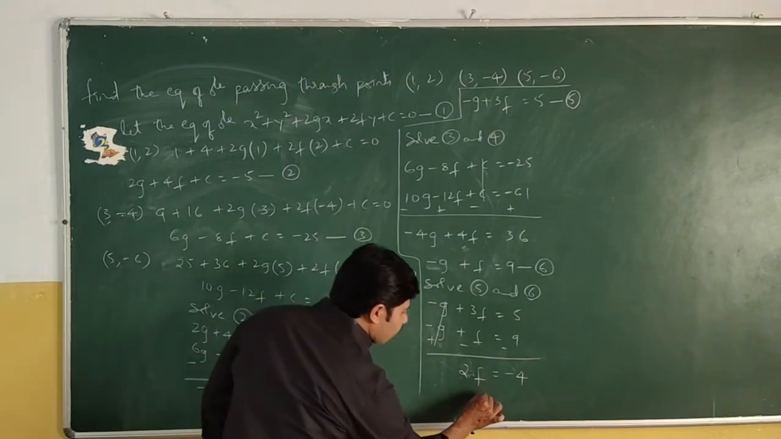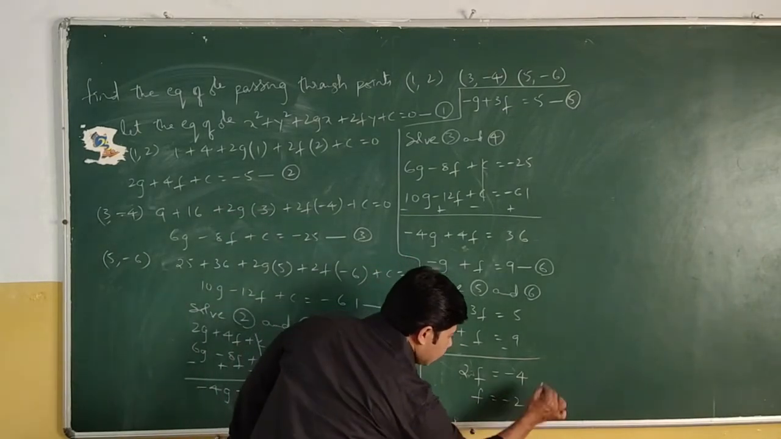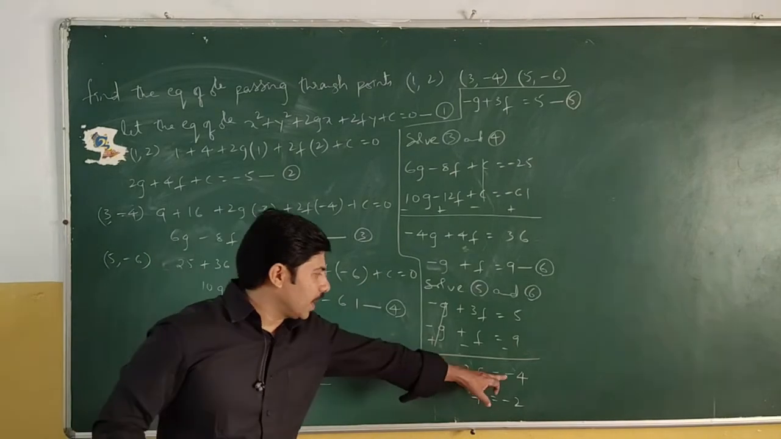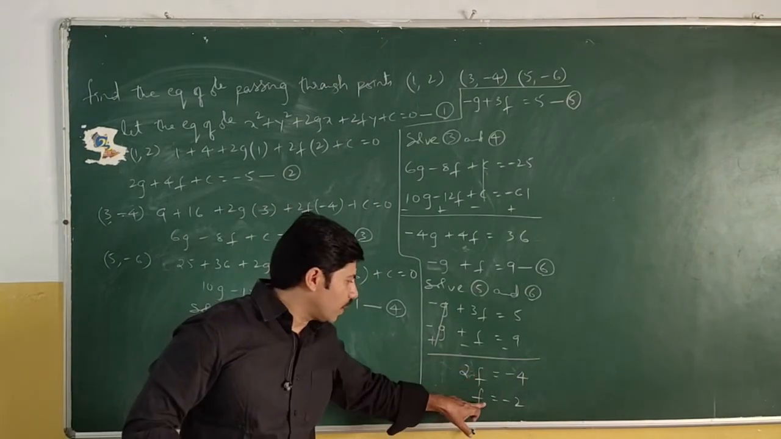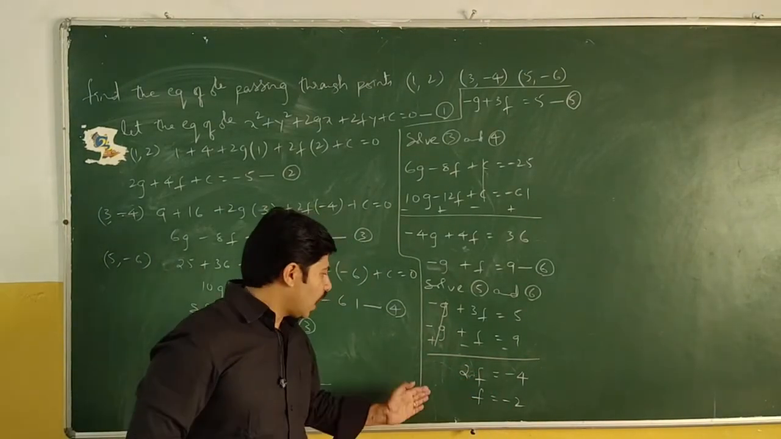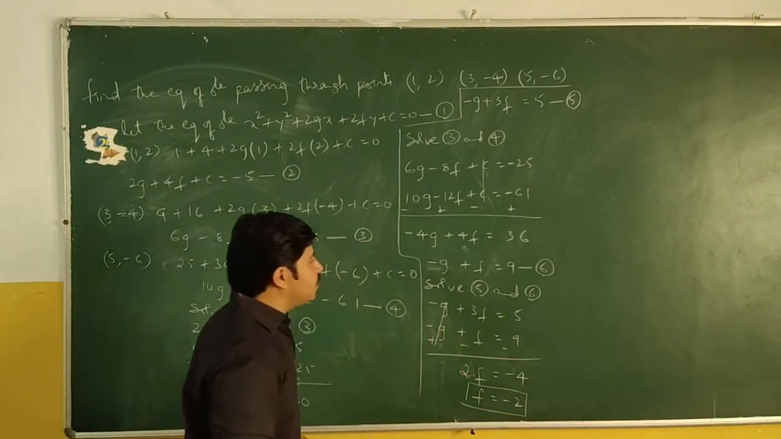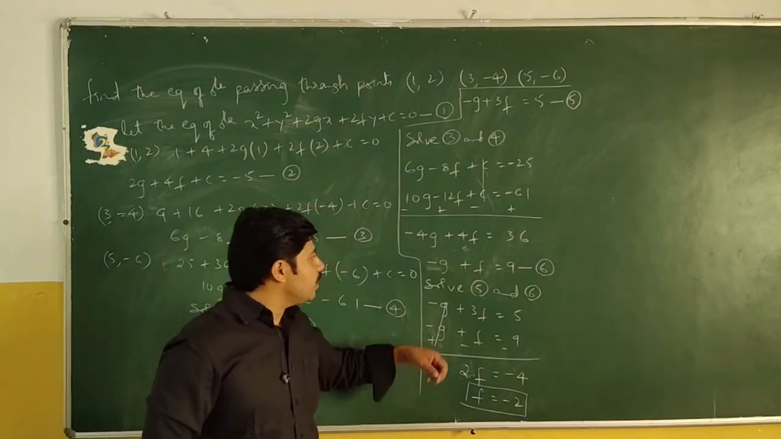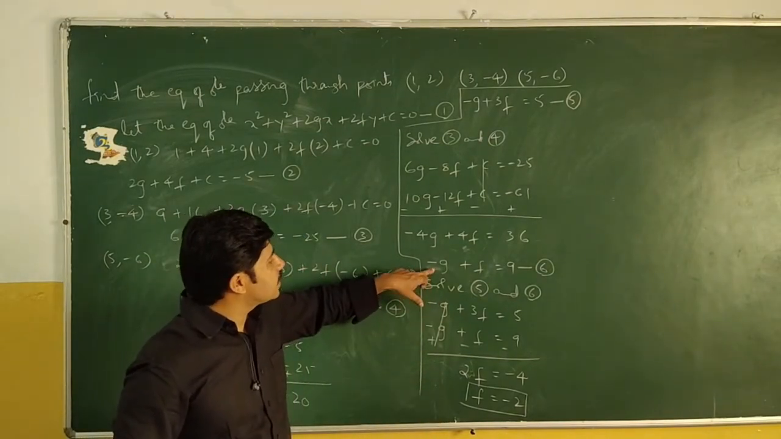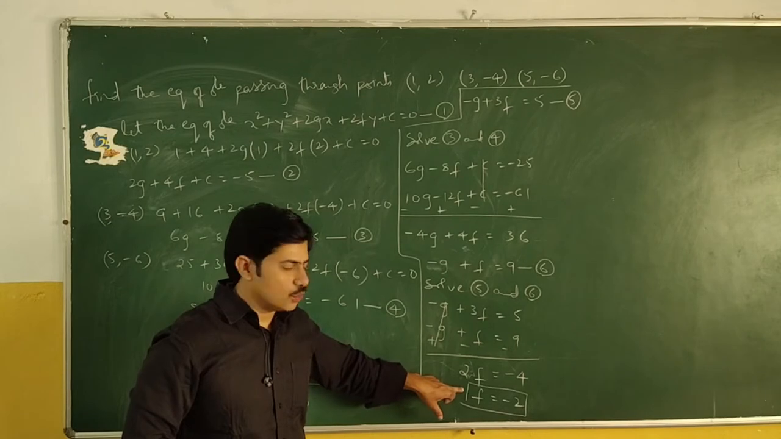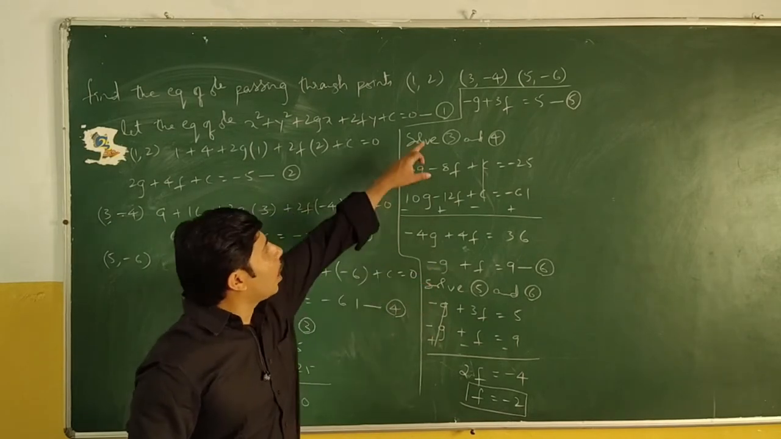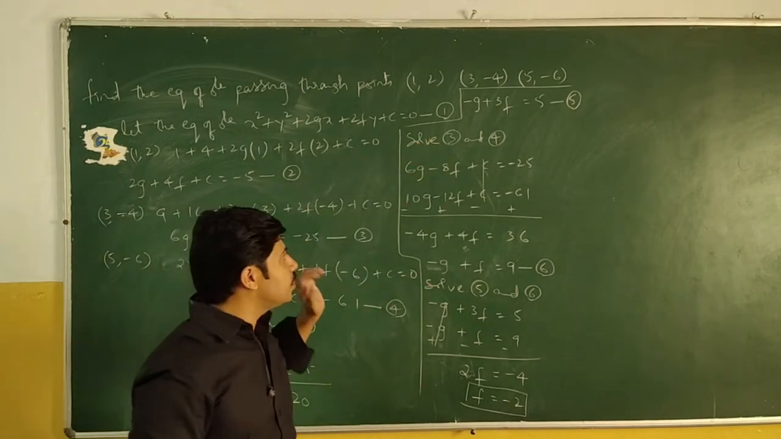So what is f value? It is minus 4 by 2, so f value is minus 2. After getting the value of f, we can get the value of g. How to get the value of g? By substituting in equation 6. That means f is equal to minus 2, you substitute in equation 6 or equation 5. Any one of the equations you can take.